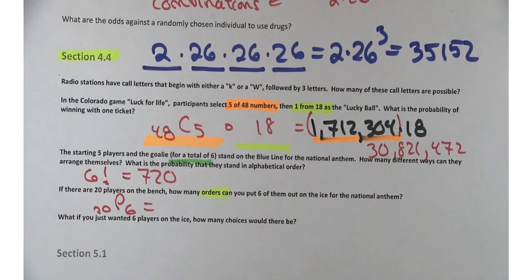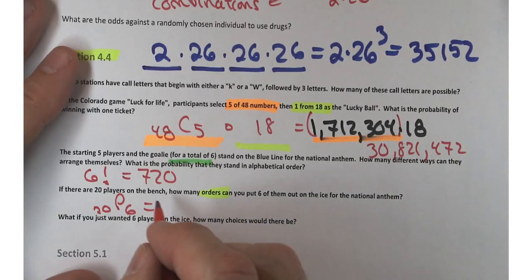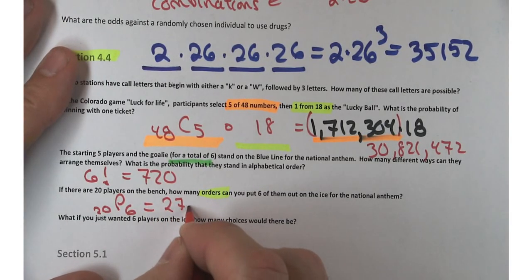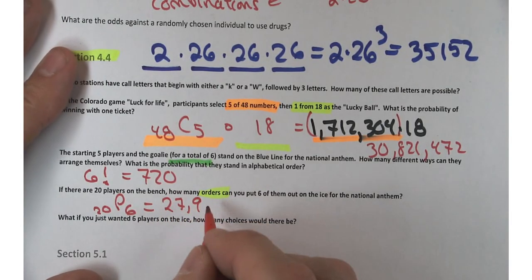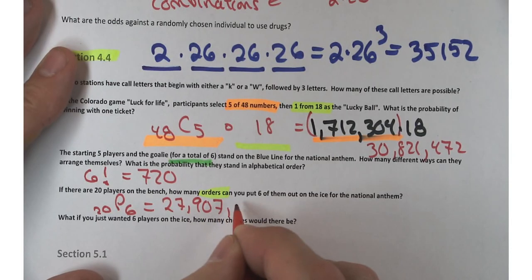And that's going to be a pretty big number. I don't think the NHL has enough seasons to take care of all the possibilities here. 27,907,200.